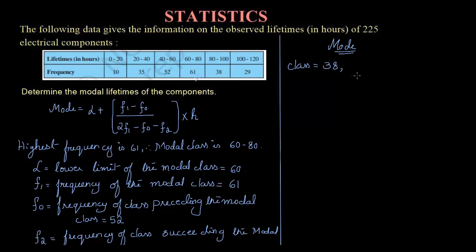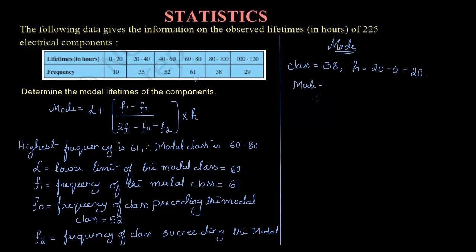Right. Then we have H. H is the class size. How do we find H? By subtracting the lower limit from the higher limit. You can take any of these class intervals and apply that rule. So if I am taking the first class interval, then it is 20 minus 0, which is equal to 20. Right. Then let me substitute everything in this formula.